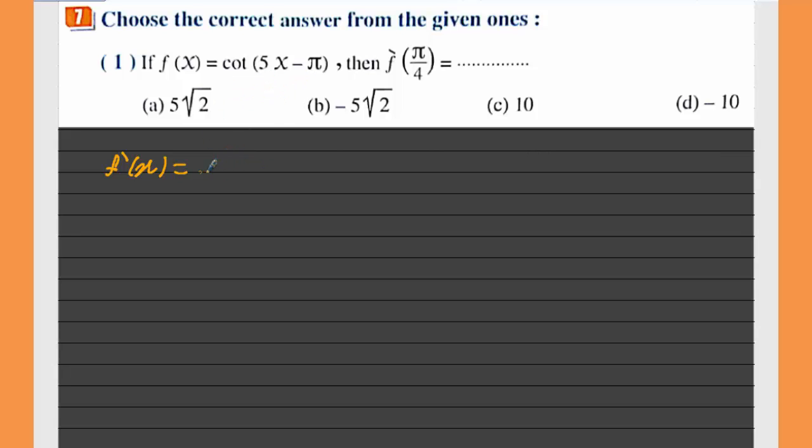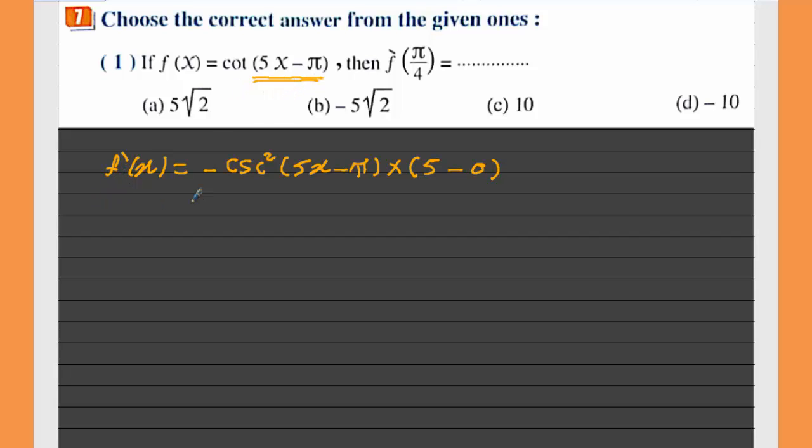The derivative of cotan is negative cosec square, the same angle 5x minus pi, multiply the derivative of the angle itself. So what is the derivative of 5x? It's 5, minus the derivative of pi is 0. Of course, we make the derivative with respect to x.